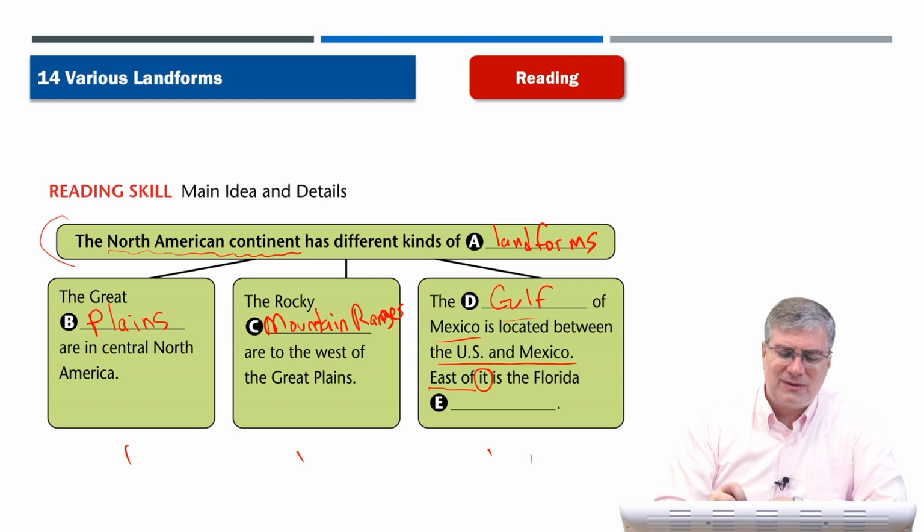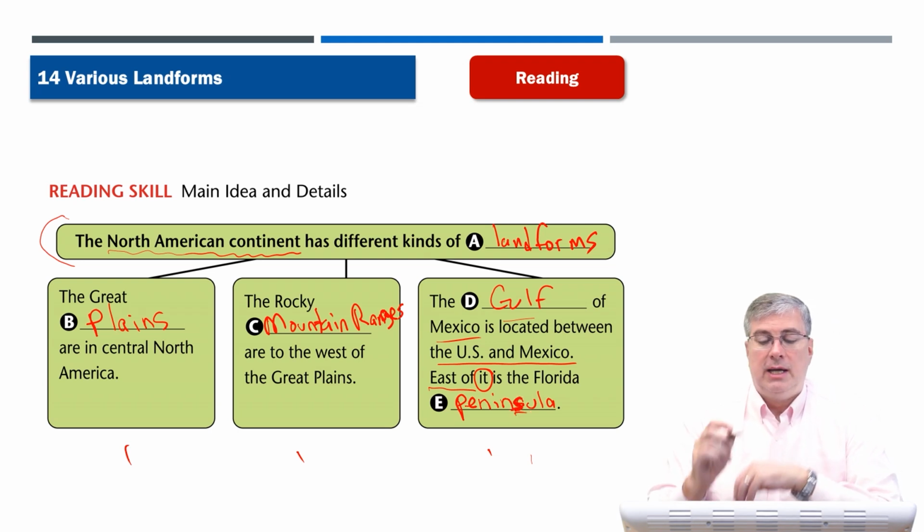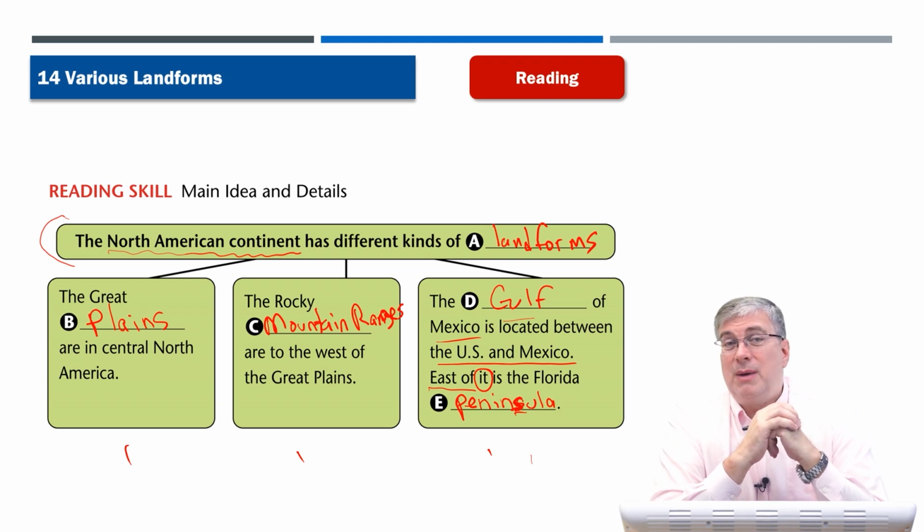How do we spell peninsula? Do you remember? Is it 2 N's or 1 N? It's 1 N, but then we have an I and another N. Is it 2 S's or 1 S? It's 1 S. S-U-L-A. Sorry, my S doesn't look very good, it looks like a G. Okay, there we go, that's an S. Okay, so it's a little difficult to pronounce maybe. Peninsula. Okay, so the Florida Peninsula.